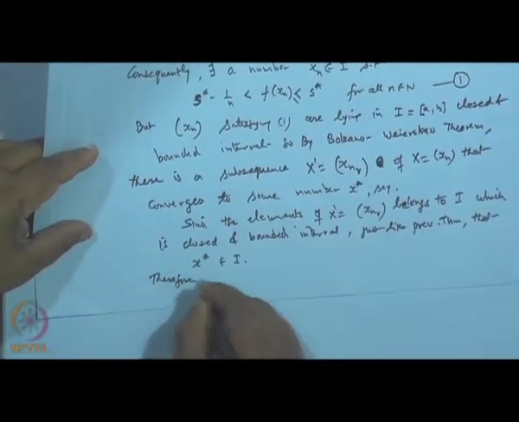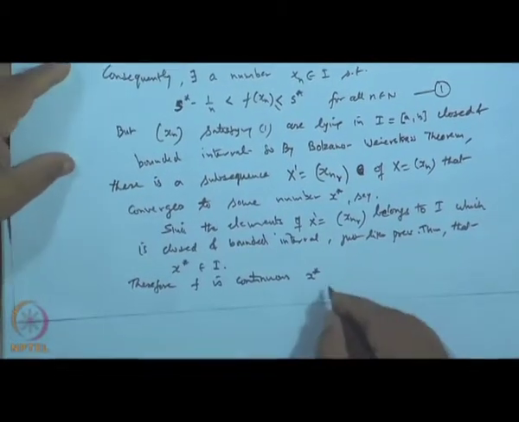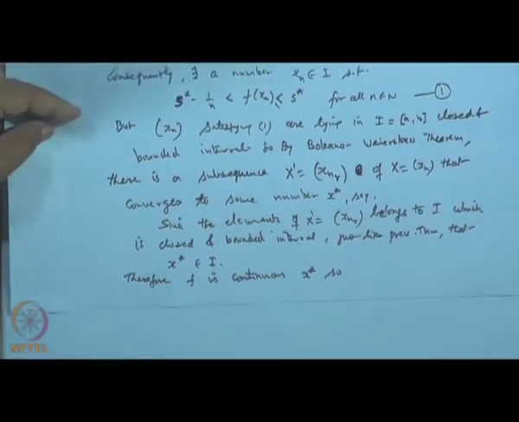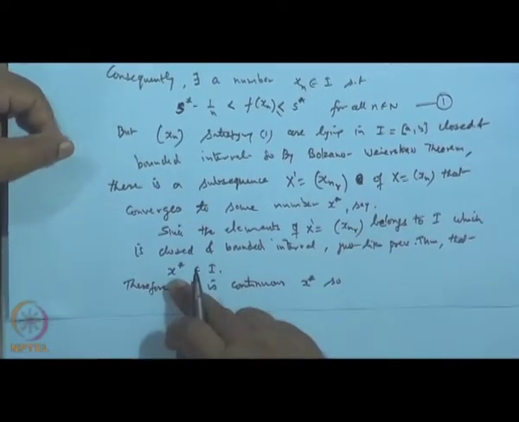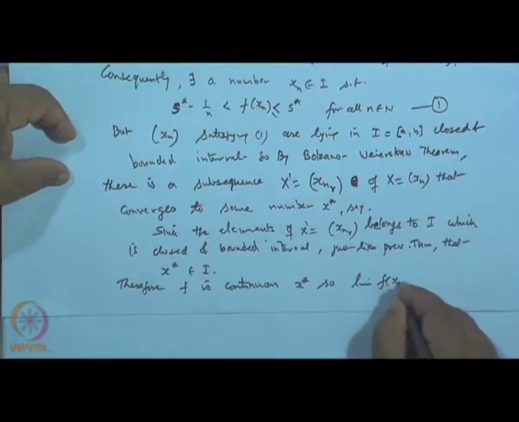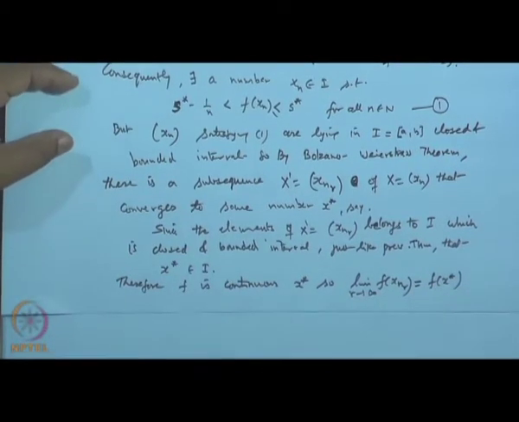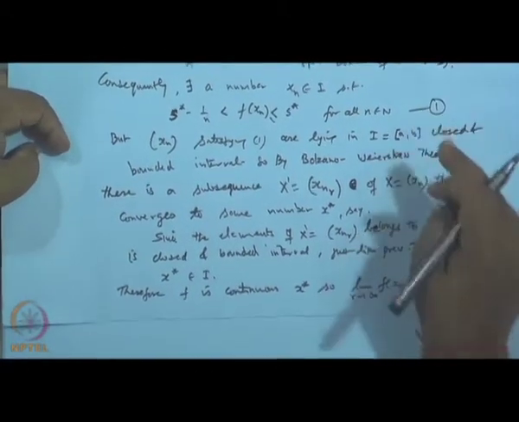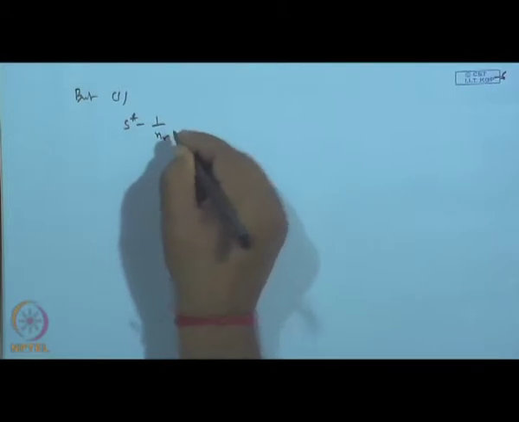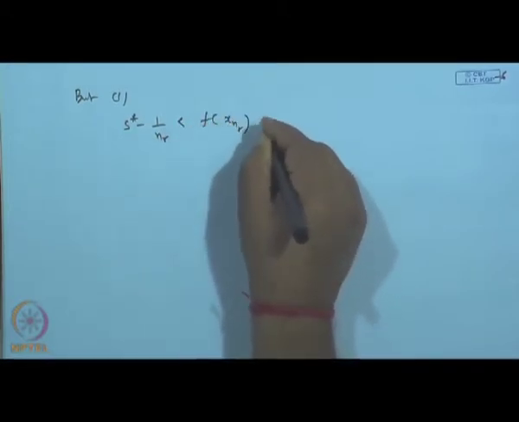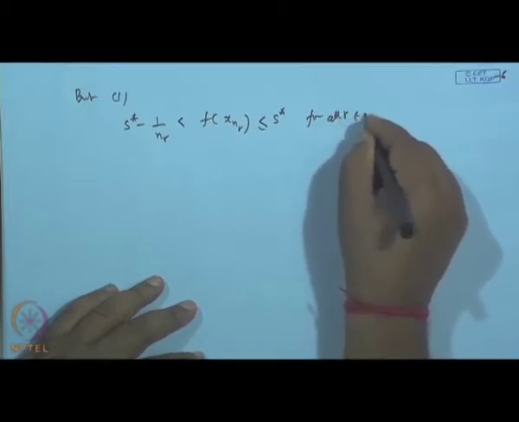Therefore, f is continuous at this point also, because it is continuous throughout over I. So, once it is continuous, apply the Heine definition. Heine's theorem says, if a sequence converges to x star, then f of x n will also converge to f of x star. So, limit of f of x n r as r tends to infinity coincides with f of x star, because of continuity. But by the first one, we get s star minus 1 by n r is less than f of x n r, which is less than or equal to s star, is it not? So, this is true for all r belonging to N.